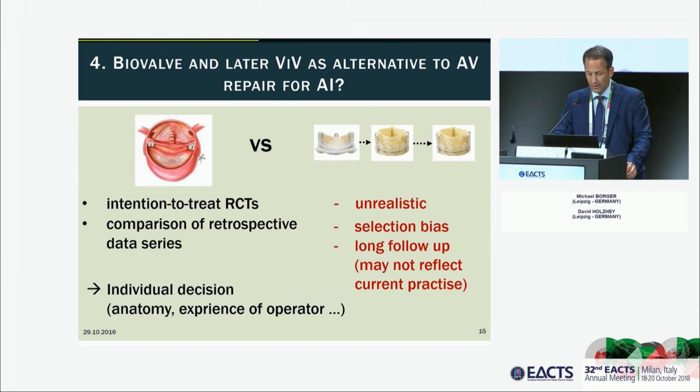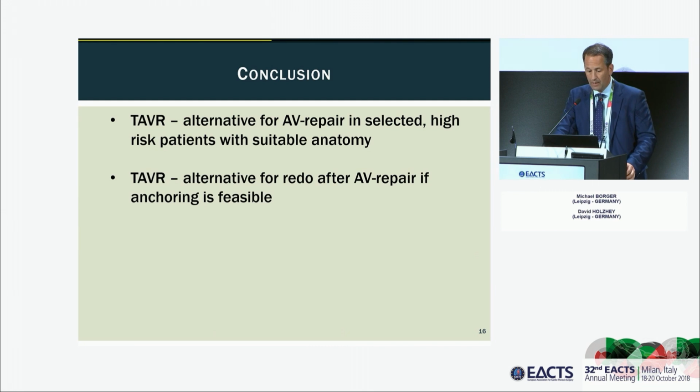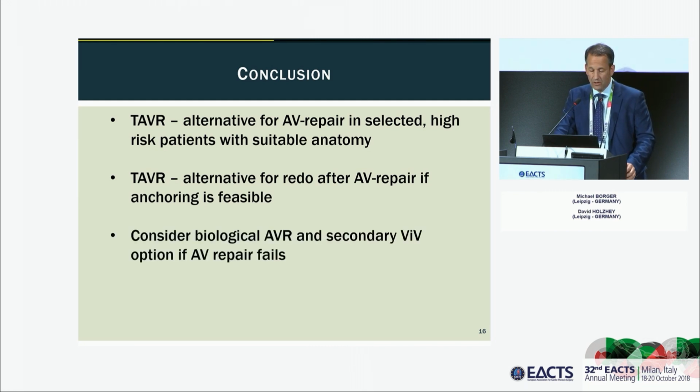The individual decision, of course, is the way we're currently doing it, based on the patient's anatomy and the experience of the operator. But like I said, this is something that we may want to throw out there as a discussion point. So in conclusion, TAVI is an alternative for patients with aortic insufficiency in only highly select high-risk patients with suitable anatomy. It may be an alternative for a redo after a failed AV repair, as long as anchoring is feasible and the annulus is not too large.